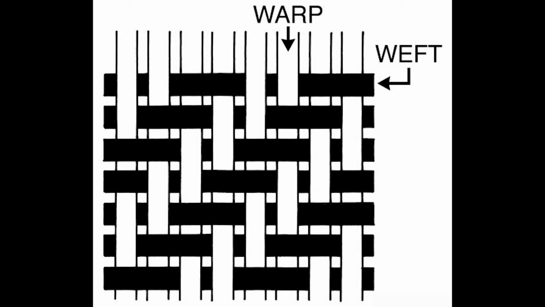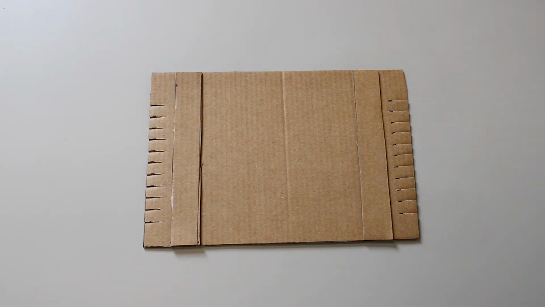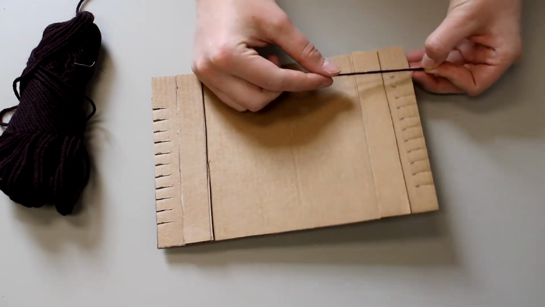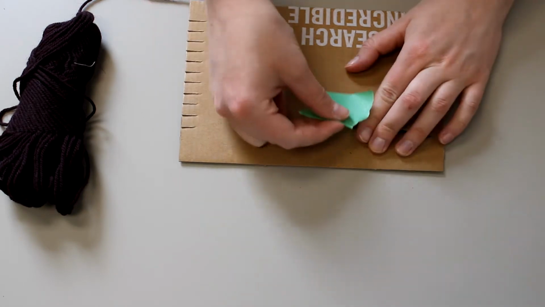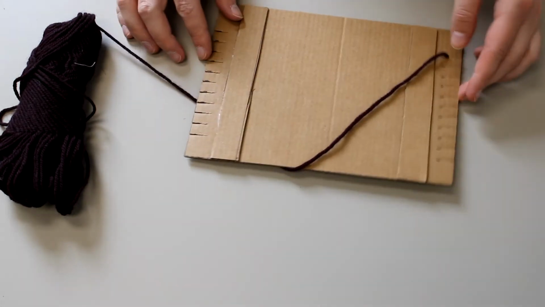Weavings have 2 types of thread, warp threads which are vertical and weft threads that are horizontal and weave in between the warp threads. We are going to start off by putting the warp threads onto our loom. Start by putting your thread into the first notch. Flip over the loom and secure the tail with a piece of tape. You're going to want to leave about a 10 centimeter tail.